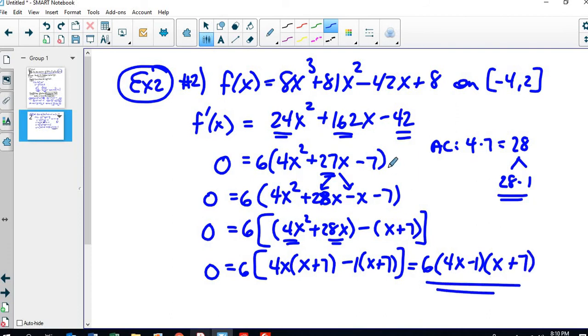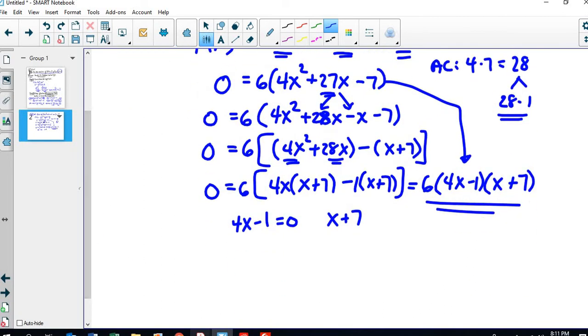Okay, so getting from here to here, some of you guys don't need these extra steps, and that's fine. But remember, this is calculus, and you have to be able to do algebra to survive calculus. And so we need to be able to handle that, whether it takes you a long time or a short time. So set each of these equal to 0 and solve for x. And when you do that, you will get x equals 1/4 and x equals -7.